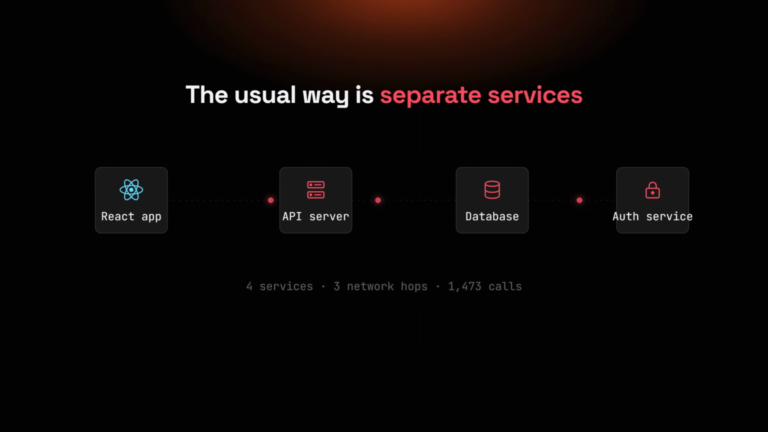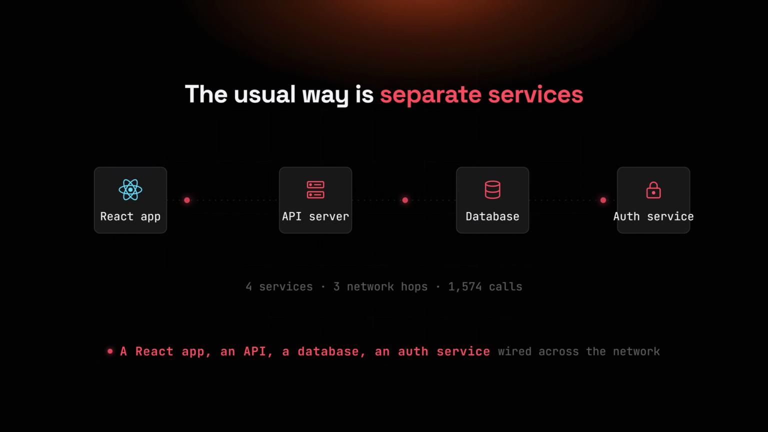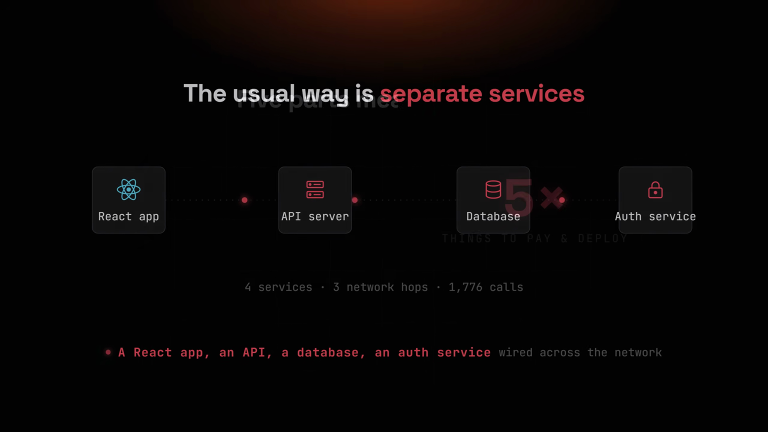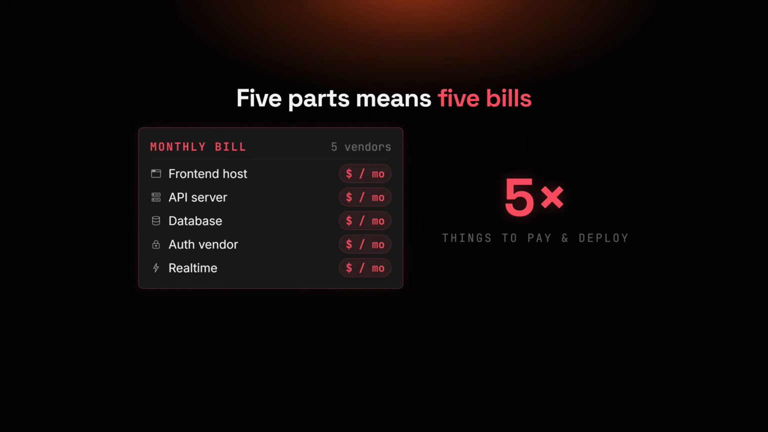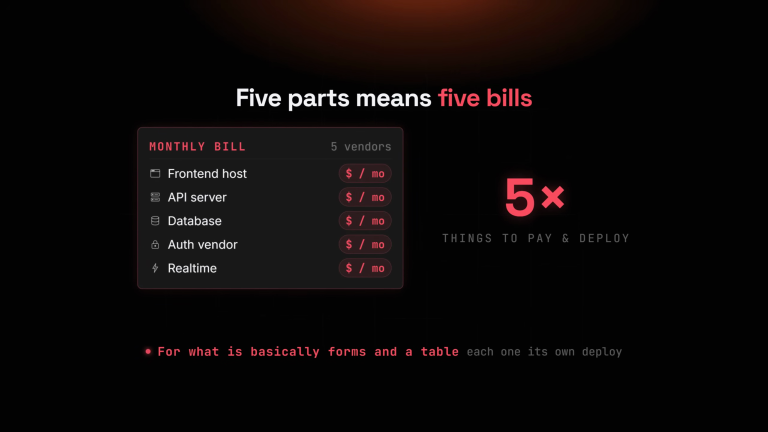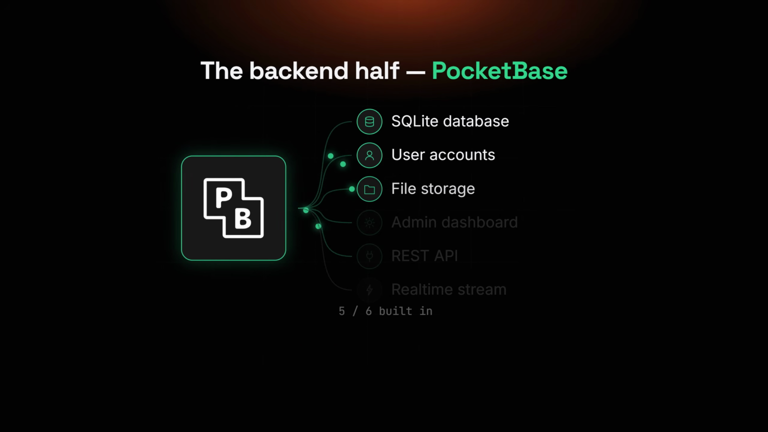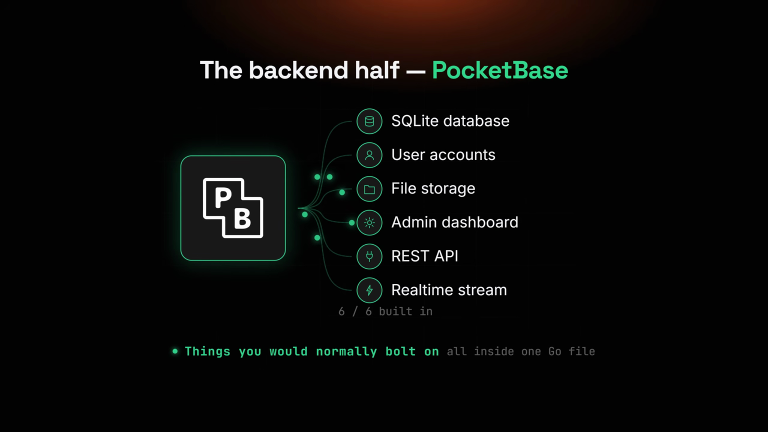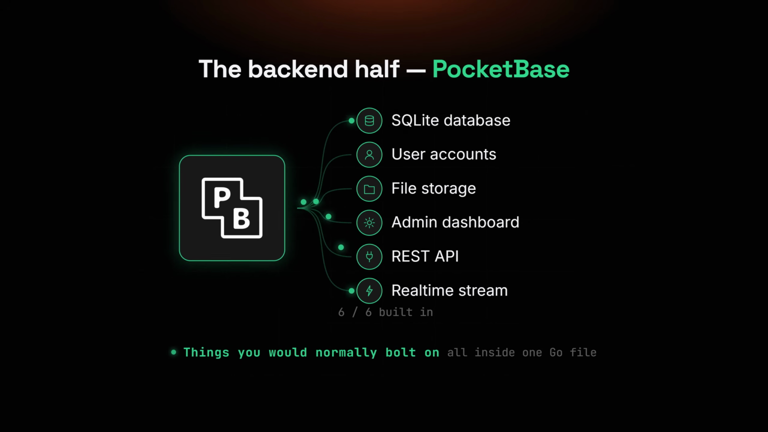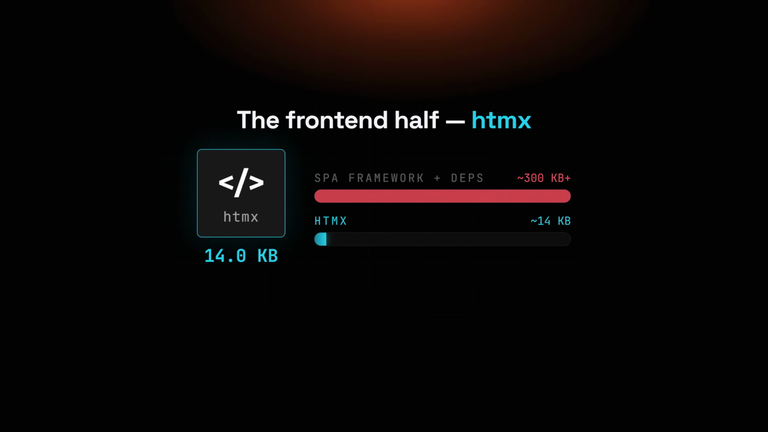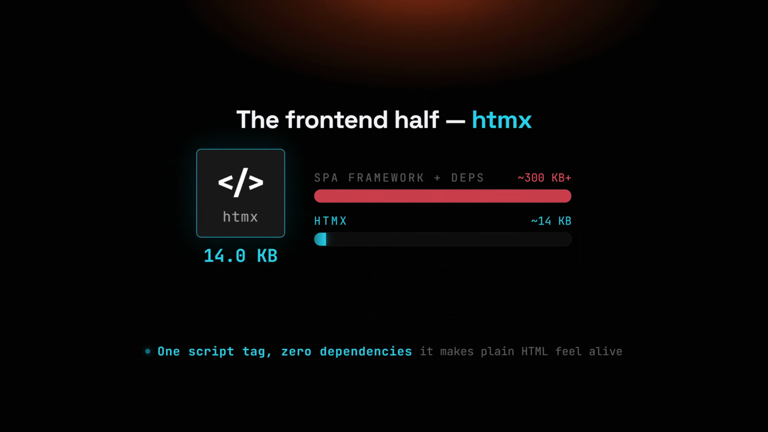Compare that to the usual way to ship this: a React app, a separate API, a managed database, an Auth service. That is 5 moving parts, 5 things to deploy, 5 bills to run what is basically some forms and a table. The backend half is PocketBase, one open source Go file, SQLite, accounts, file storage, an admin UI, a REST API. The front-end half is HTMX, about 14 kilobytes and 1 script tag with 0 dependencies.